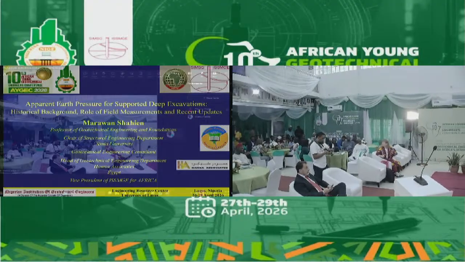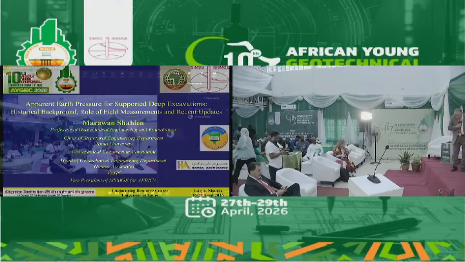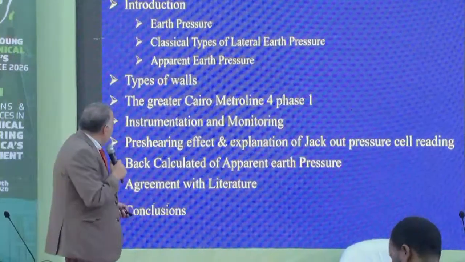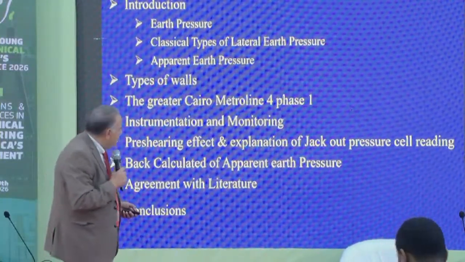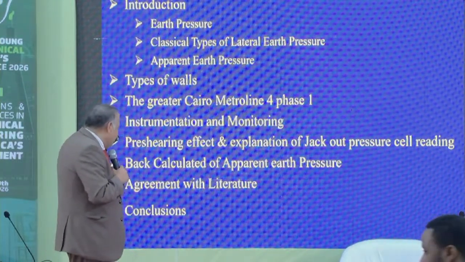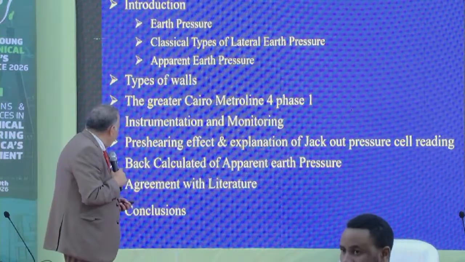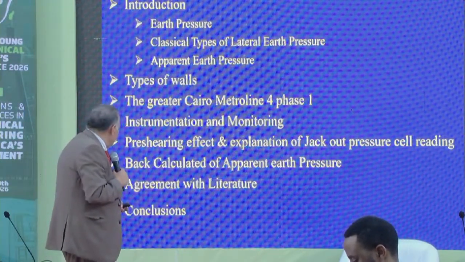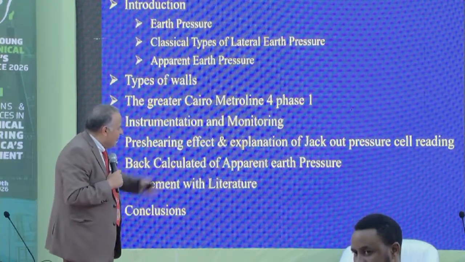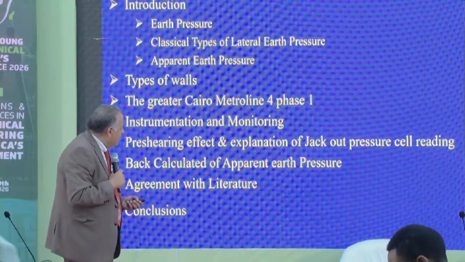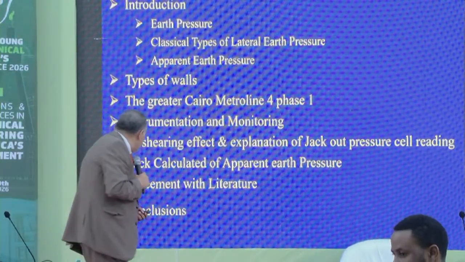I'm going to start with an introduction, giving information about earth pressure, classical types of earth pressure, and apparent earth pressure, and then I'll talk about types of walls. I'll talk about the project Greater Cairo Metro Line 4, Phase 1, instrumentation and monitoring. Then the pre-shearing effect and explanation of Jacob pressure cell readings, back-calculated apparent earth pressure, and agreement with literature, and then I'll end with some conclusions.